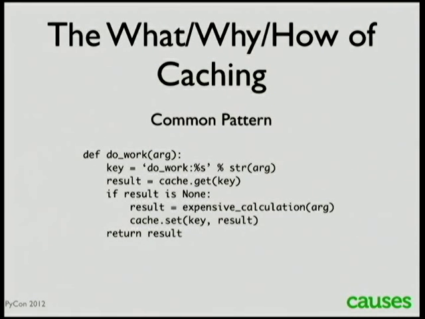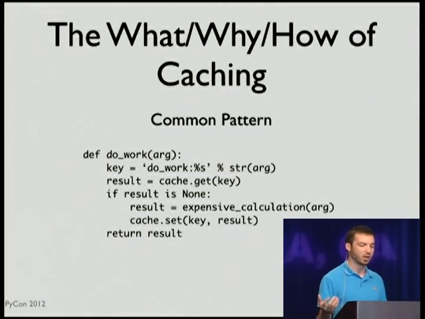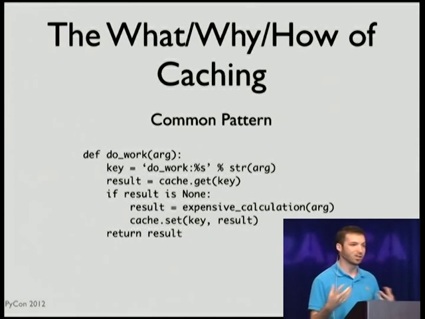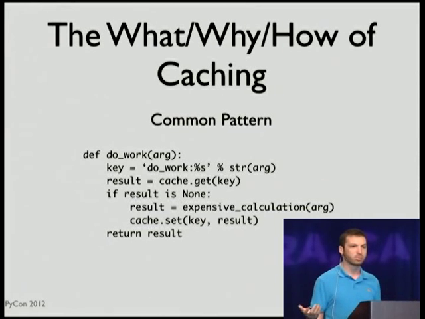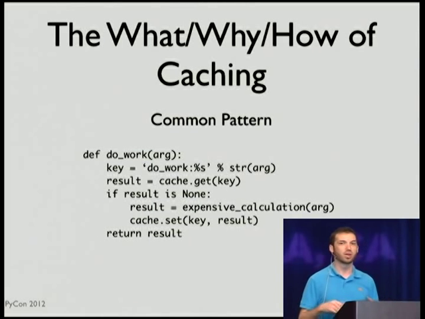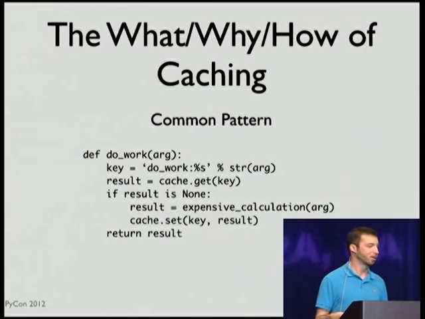So here's the common way that you will see people doing caching. Here we have some function that does work. The first thing we do in this function is we compute some cache key based on the arguments to the function, and we try and use this key as essentially an index into a giant hash table to get any previous results of this function's invocation. So that's this line here where we get these results from the cache. If the cache comes back saying, none, I don't have an answer for this, then we'll go ahead and perform this expensive calculation that will return a result. And we'll set that result into the cache so that the next time this function is invoked, we can skip this expensive calculation entirely. So that's the basic high-level overview of what is caching and how do we do it.